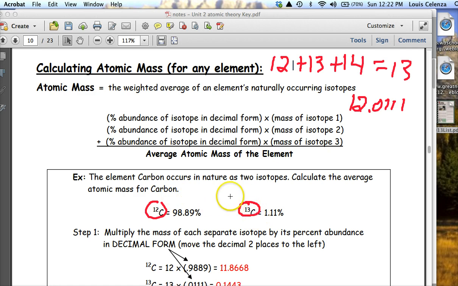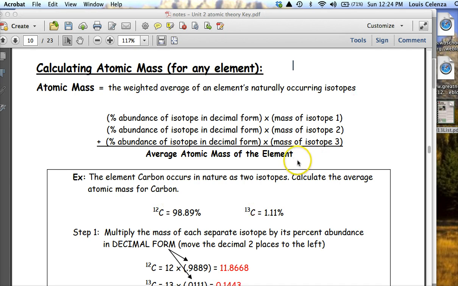And that's one of the questions they ask you about. Instead of necessarily asking you to calculate something, they may just give you these numbers, 12 and this percentage, 13 and that percentage, and ask what the average atomic mass would be closest to. Well, it's going to be closer to the mass that has the higher percentage. So the mass on the periodic table should be closer to 12, and it is. It's 12.011.